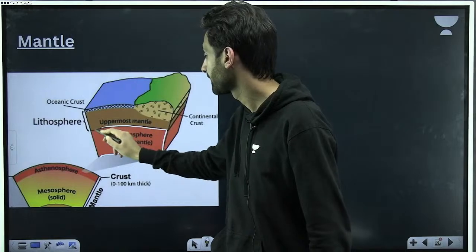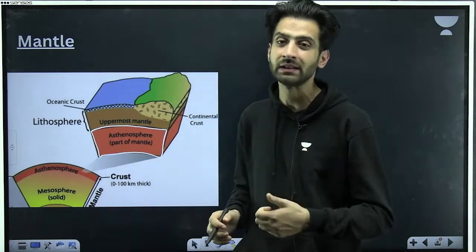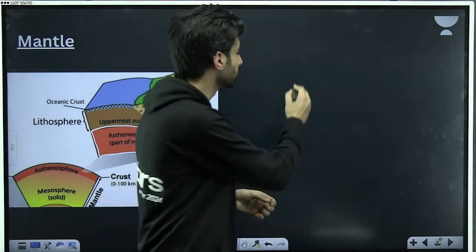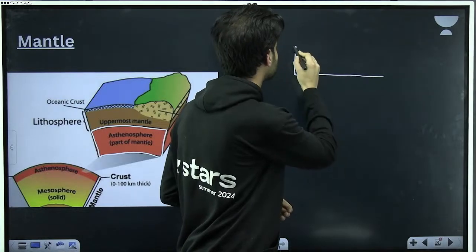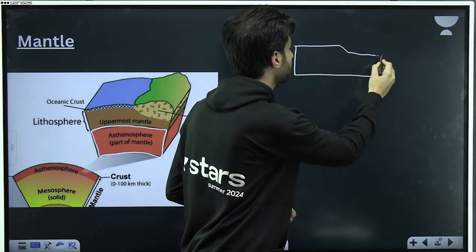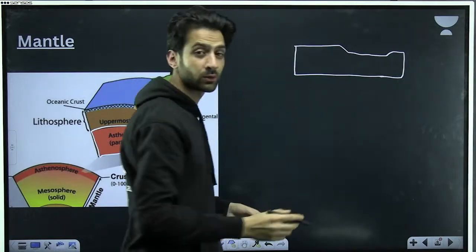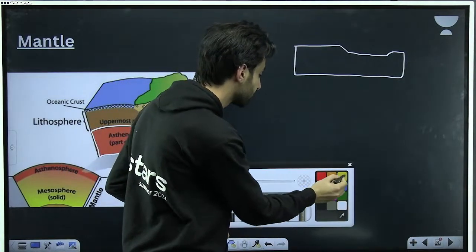See, asthenosphere is neither solid nor liquid, but it is semi-solid in shape. Why? Because if you look at the crust, this was our crust. This is the oceanic crust as well as the continental crust. Then there was mantle. We started with mantle. After this, mantle consisted of 3 parts.